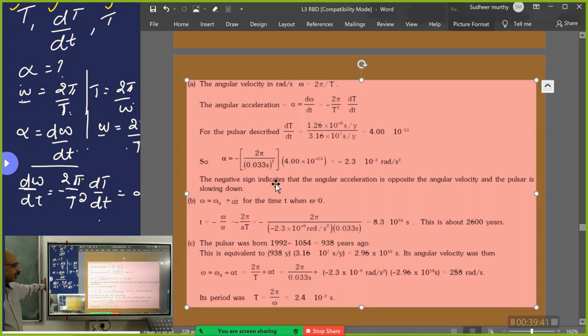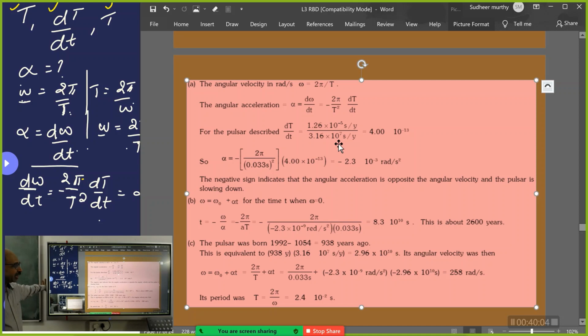One minute, sir. dT by dt they have given the value, sir, like 1.26. Again, divided by year. Yes, sir. Seconds per year. dT by dt they are given as 1.26 into 10 to the power of minus 5 seconds per year.